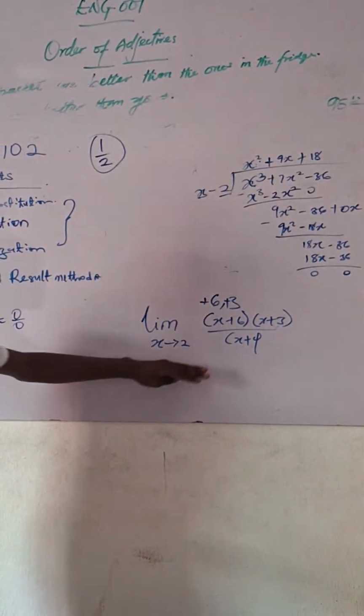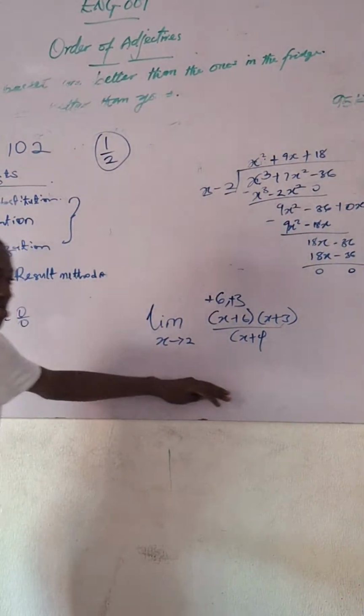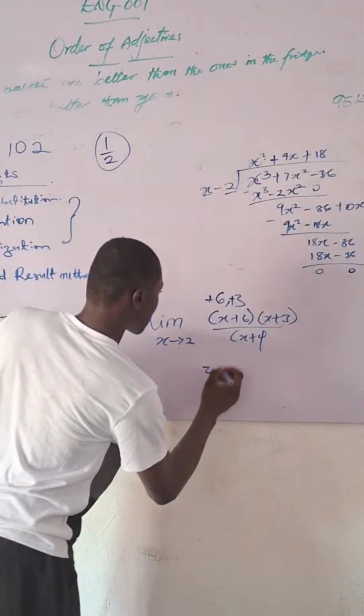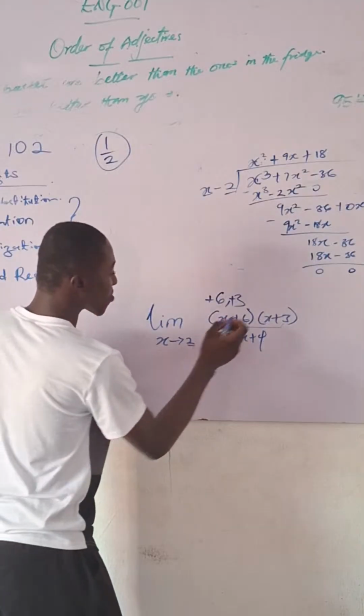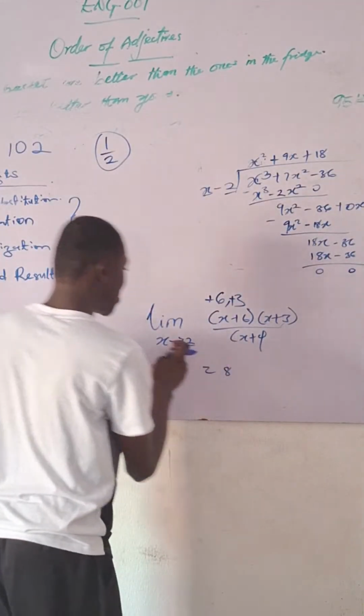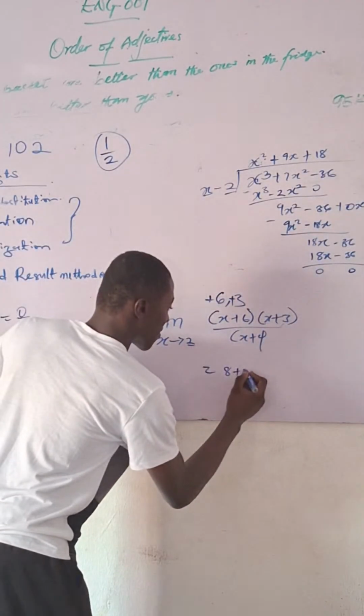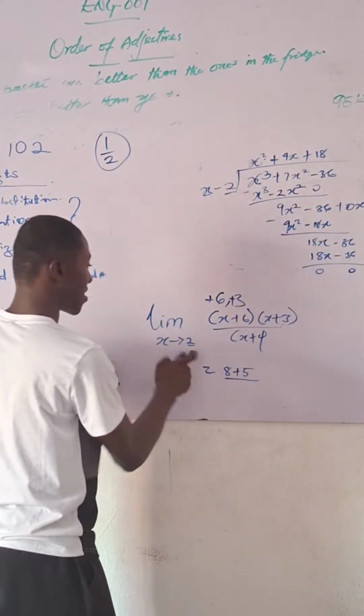So now, if you do a direct substitution again, that would be 2 plus 6, that's 8. 2 plus 3, that's 5. Over 6.